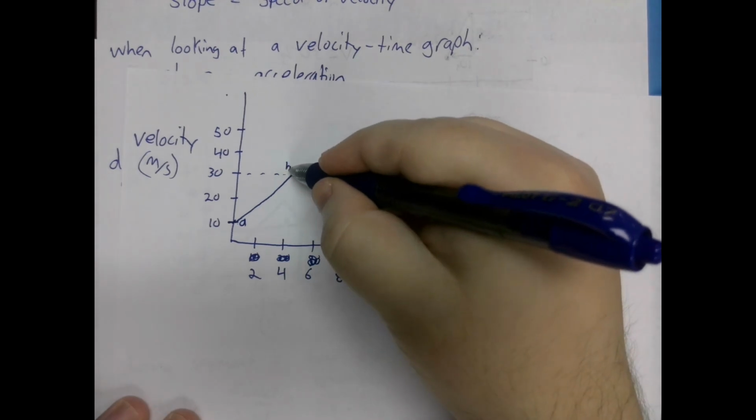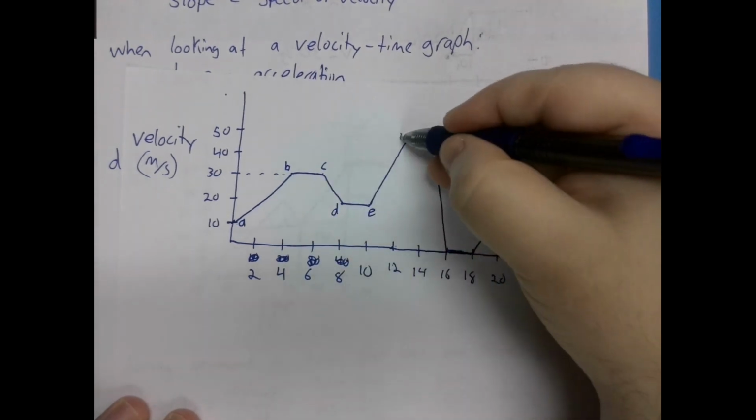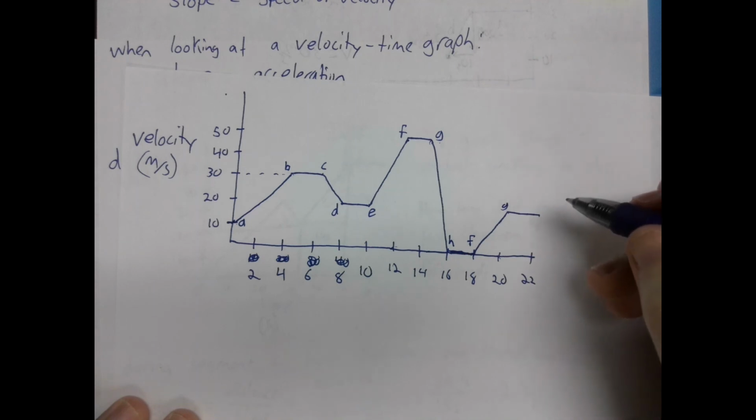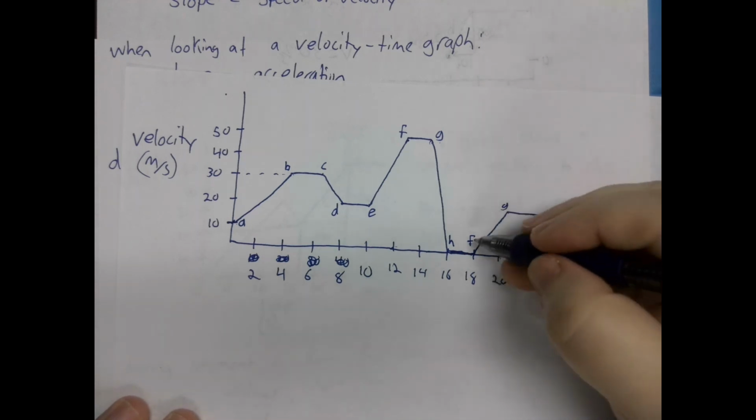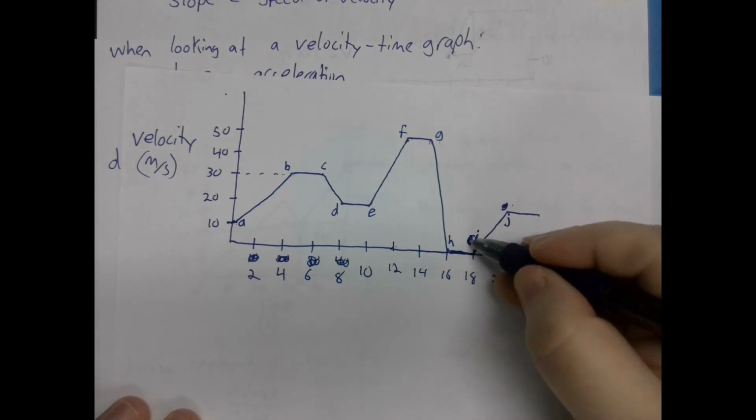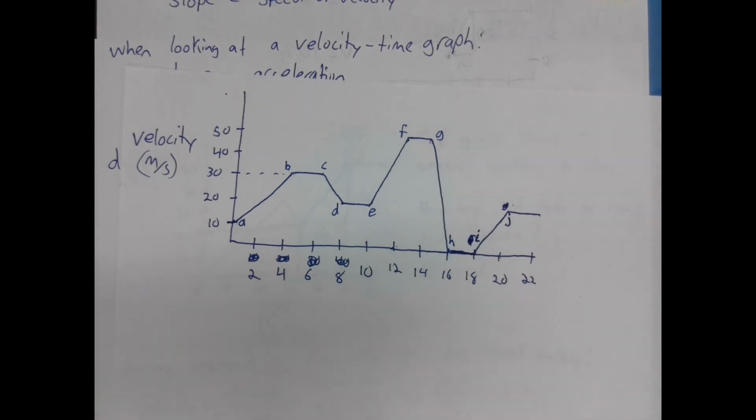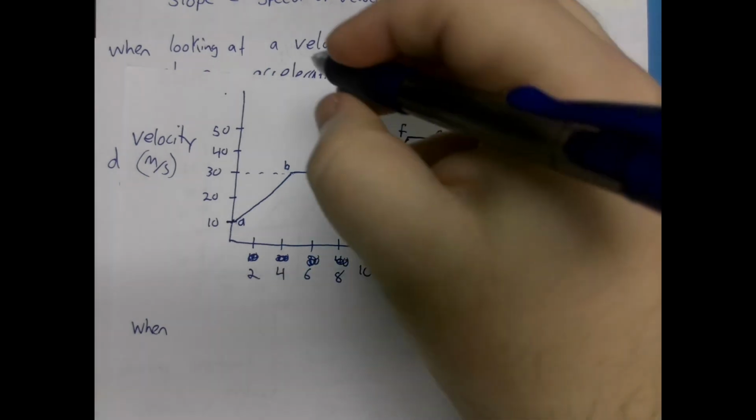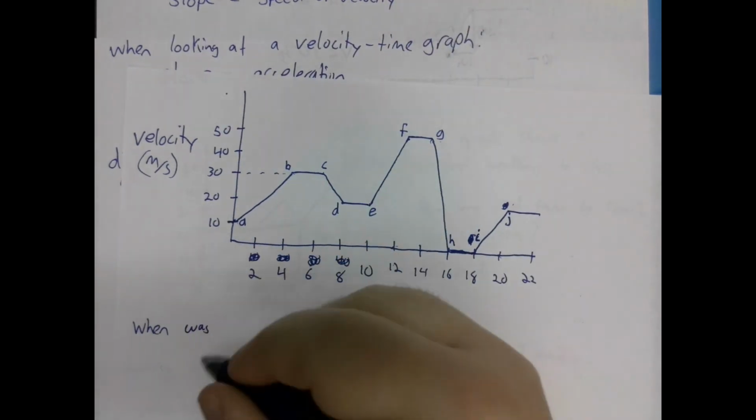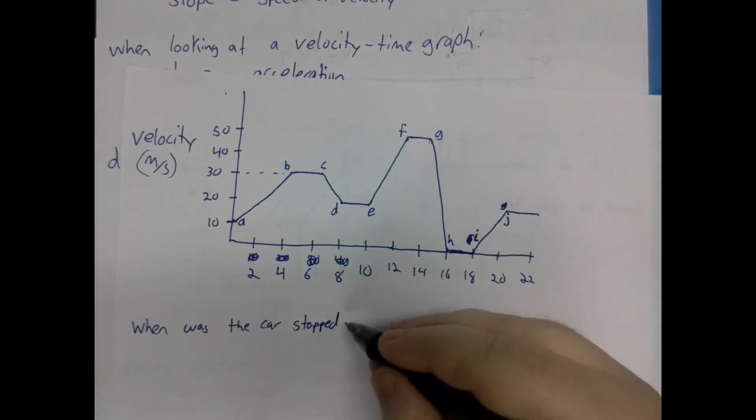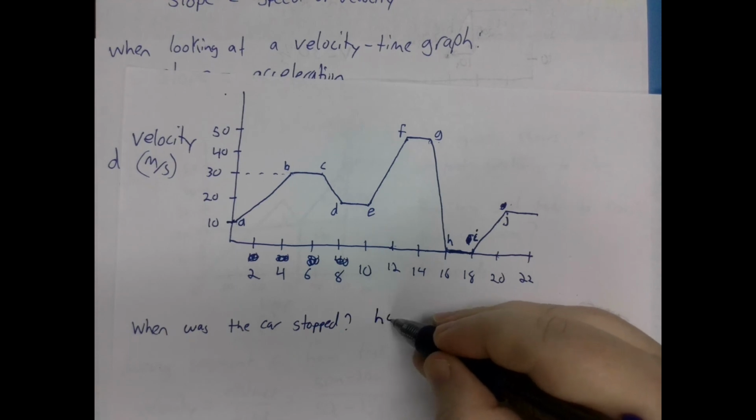I'll label this A, B, C, D, E. Alright. Assume this is a graph of a car. When was the car stopped? Which segment? So it would be the segment HI.